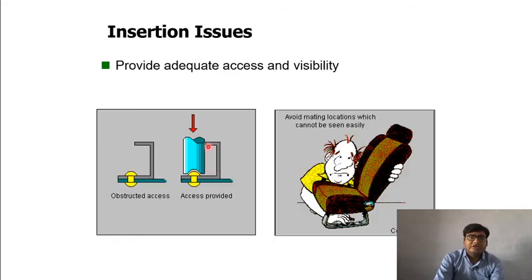Then there should be adequate access and visibility. Here, if we want to rivet our parts, then there is no place for hammering, because this portion of our part comes in the way. So we should provide some access. And the same is the case here. If we are doing some fastening below the seat, then it will be very difficult. So proper space and access should be given.